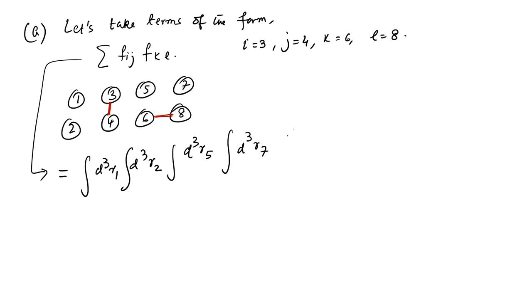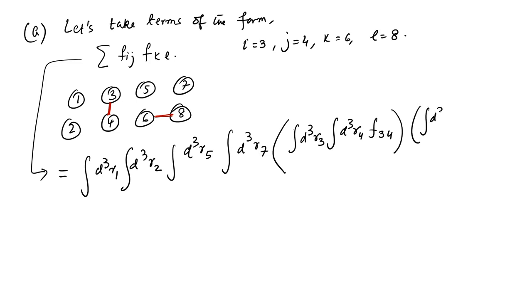And now we have this, let's introduce a bracket, in which we have d cube r3, d cube r4, and we have f3,4. Now, these are not independent integrals anymore, because there is an f3,4, which connects the coordinates 3 and 4, and also these 6 and 8 are connected as well. So this is d cube r6, d cube r8, f of 6, 8.